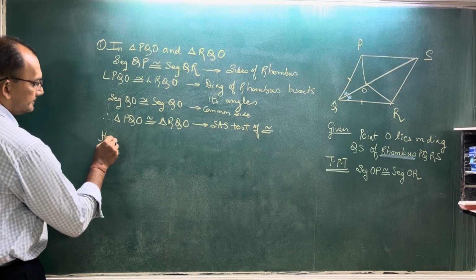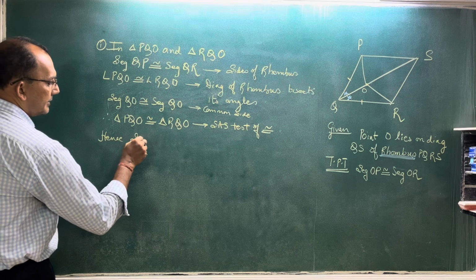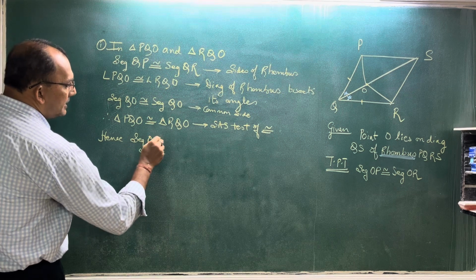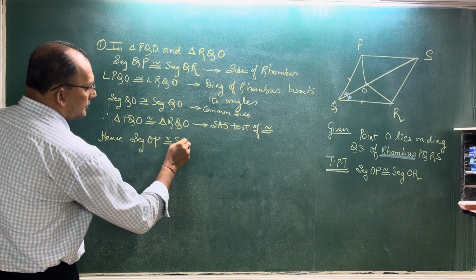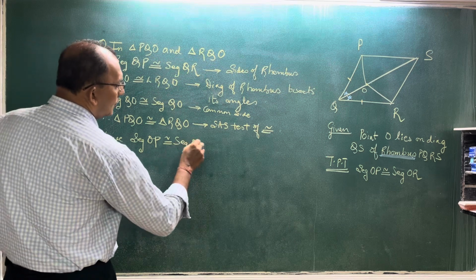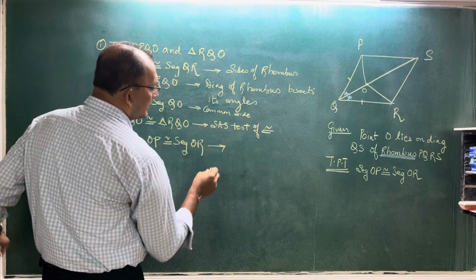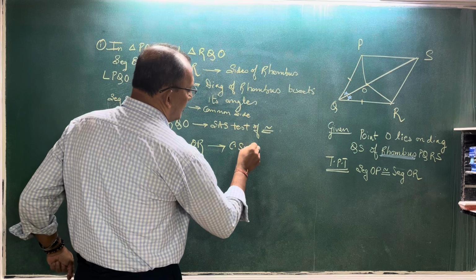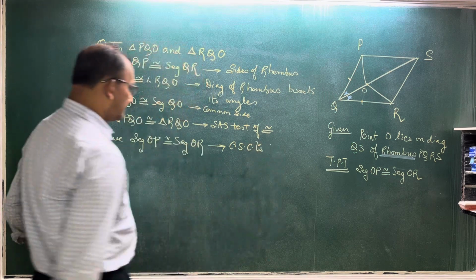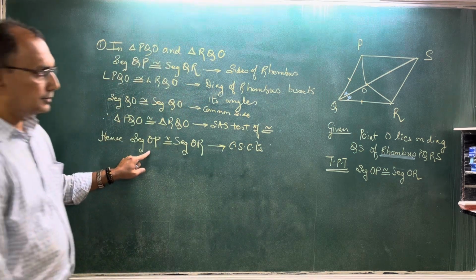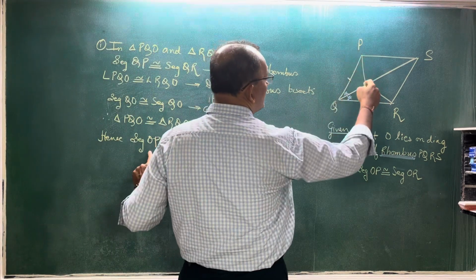Hence, segment OP will be congruent to segment OR by corresponding sides of congruent triangles. So this is how we prove OP is congruent to OR.